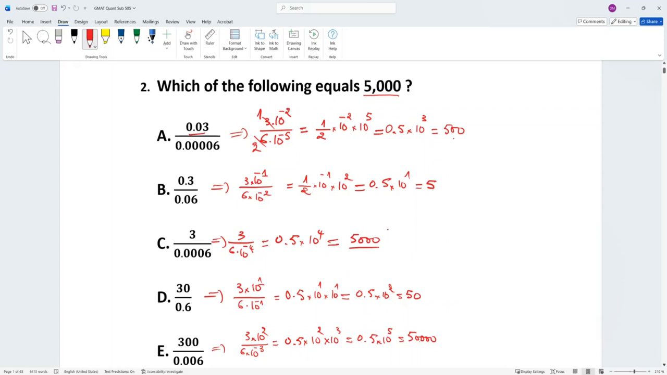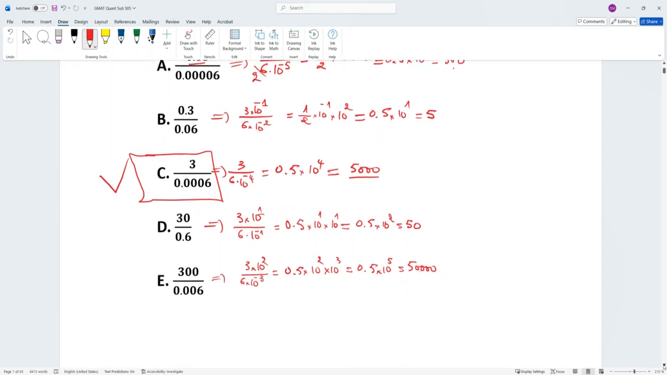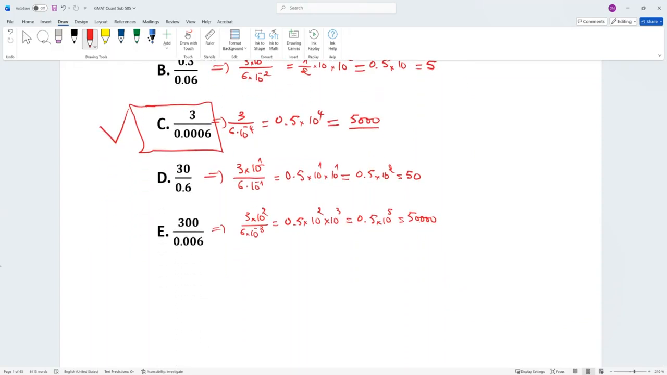Okay, so clearly it's only answer C here, which is the correct answer. So you only have one correct answer in the answer choices. So by the time we found 5,000 here, answer C, we could have stopped and moved on to the next question. Let's go to the next question.